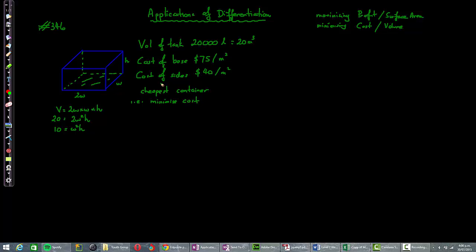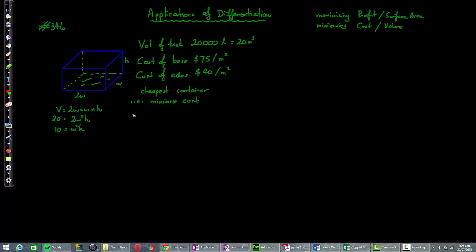So I need to get an expression for the cost of making this container. And the cost is going to depend on the area of each of the sides, or the sum of those. And then to find the minimum cost, we're going to have to differentiate that cost equation to find out when it's a minimum. Okay, let's go for it.